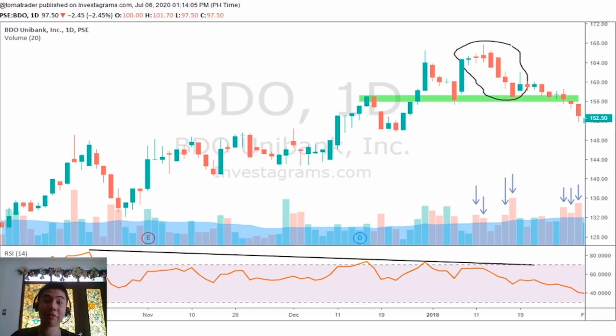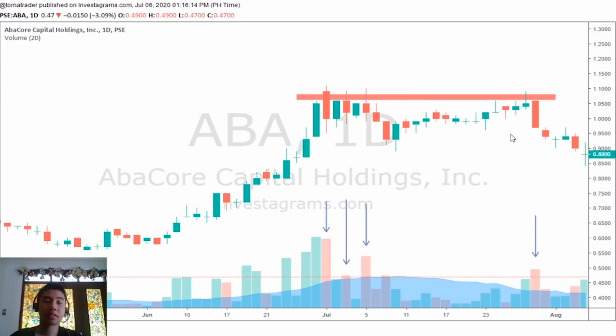Additional gravy kumbaga. So as you can see here, yan, signs of distribution, we have red candles and above average, right, selling volume. So yan, warning sign na to. And then nung break down on above average volume, yan na yung confirmation mo. And of course, it helps na may bearish divergence. Another one would be ABA back in 2019.